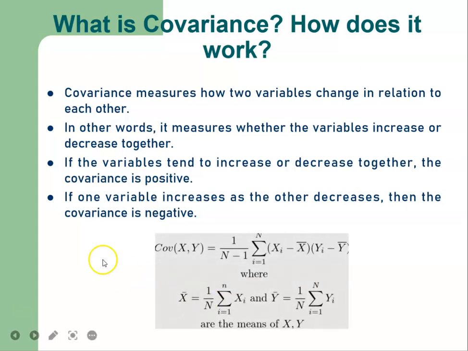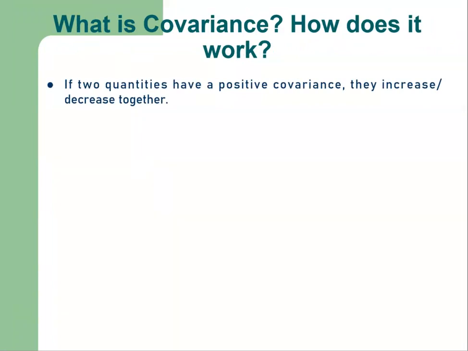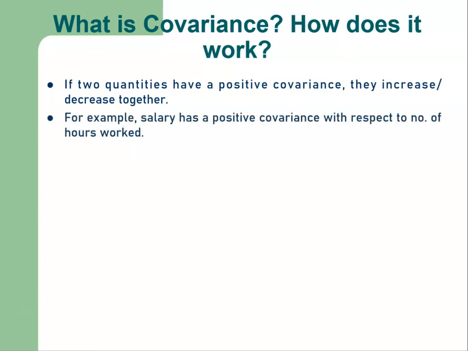Here is again the formula for the covariance between x and y, and that is equal to summation xi minus x bar into yi minus y bar divided by n minus 1, where x bar and y bar are the arithmetic means of x and y. If two quantities have a positive covariance, they increase or decrease together, as I mentioned earlier. For example, salary of employees and the number of hours worked will have a positive covariance. If a person works for more hours, their salary is higher.